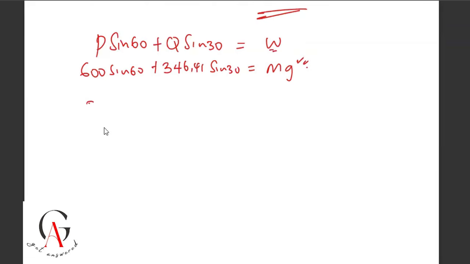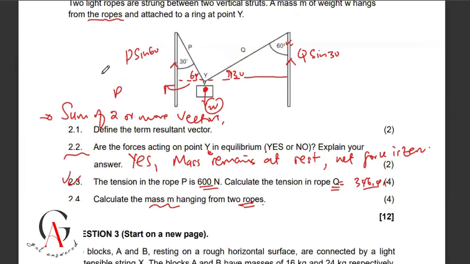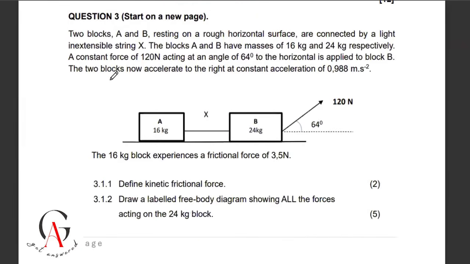Now we shall replace that. So this first part gives me 519.62 plus 173.21 is equal to 9.8 m. When you add that together, we get 692.83. I'm dividing it by 9.8, and then this gives me 70.70 kilograms.